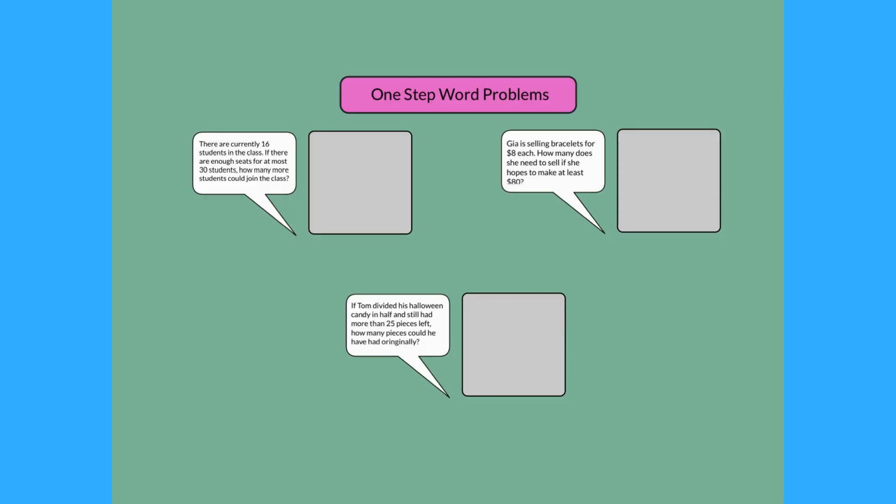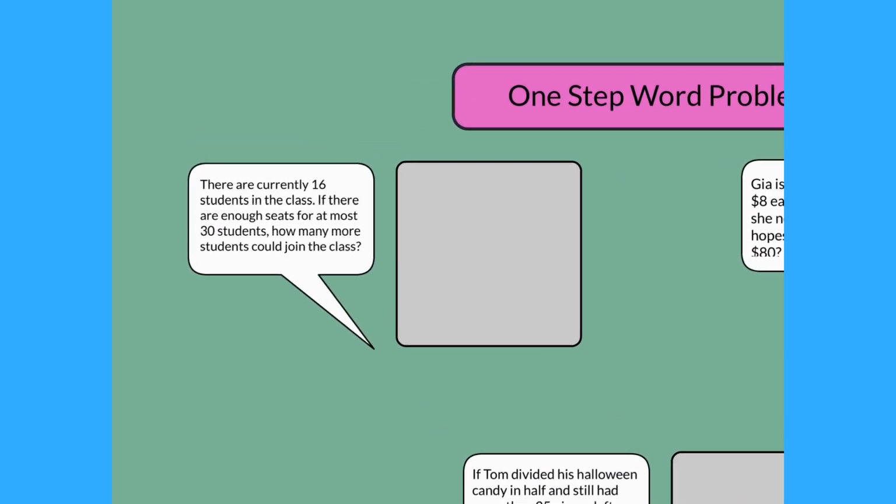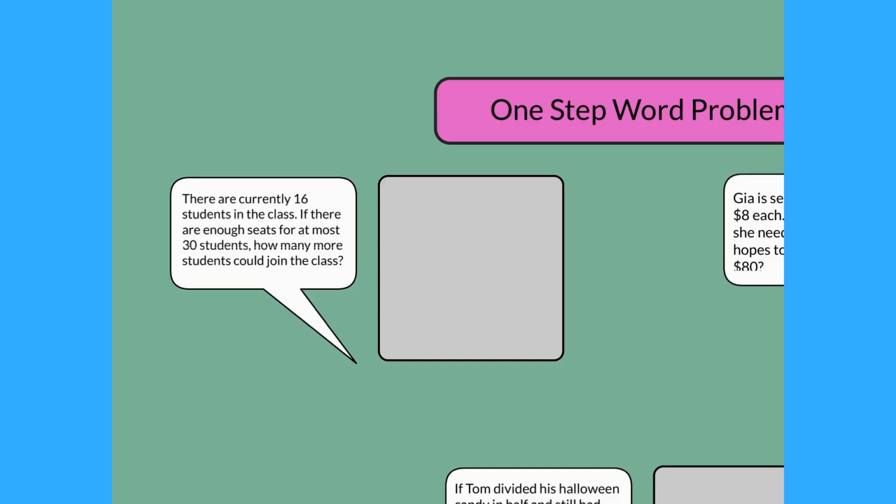We're going to look at 3 different examples of writing inequalities to match word problems. Our first one, we're going to start with this. There are currently 16 students in the class. If there are enough seats for at most 30 students, well, I'm going to start with that part.